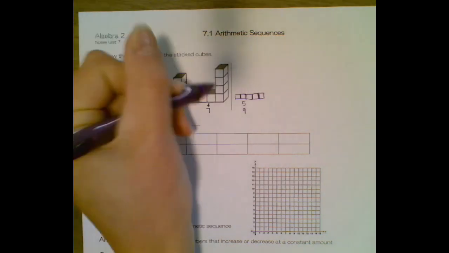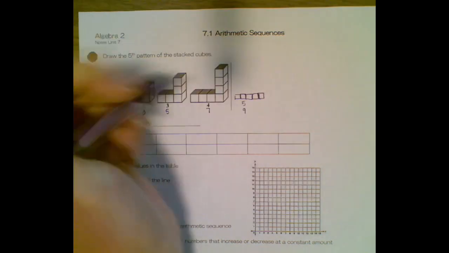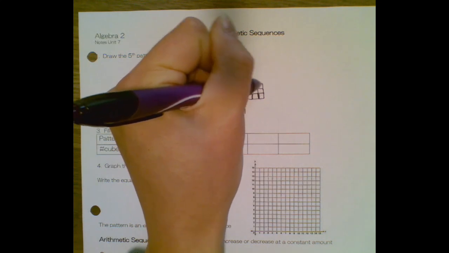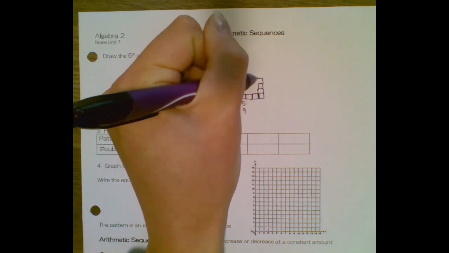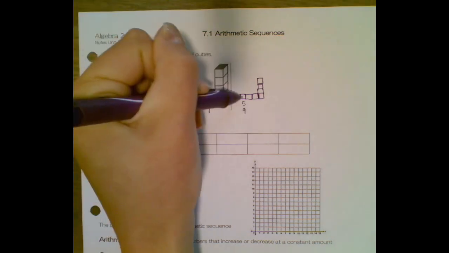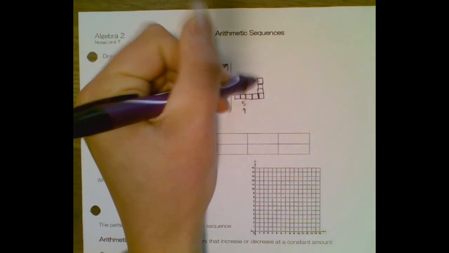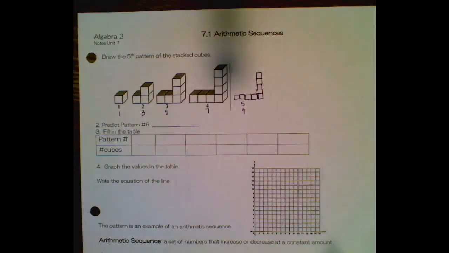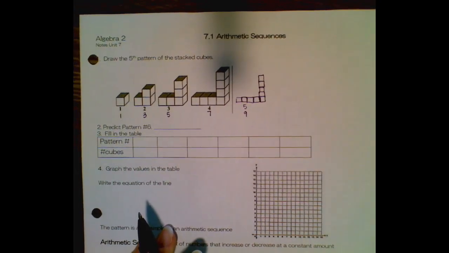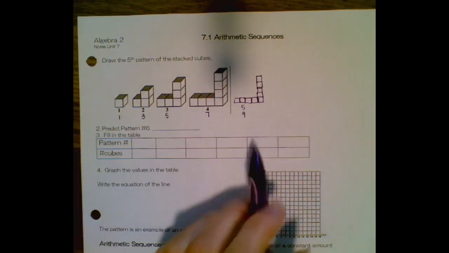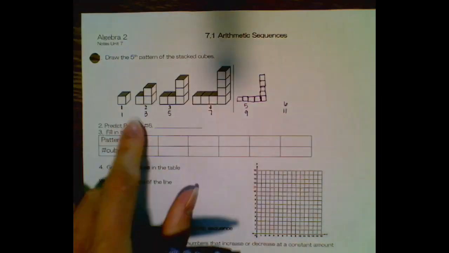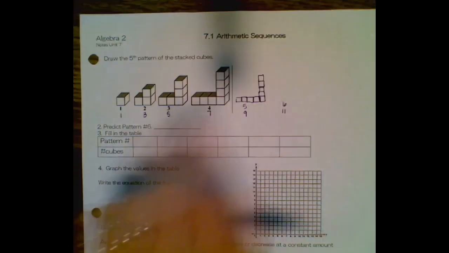I'm going to add a cube there, and then I'm going to go up 1, 2, 3, 4, 5, 6, 7, 8, 9. Okay, so we added a cube to each end there. All right. Now it says predict the sixth pattern. So for the sixth pattern, I'm going to guess 11 because I'm increasing by 2 each time.